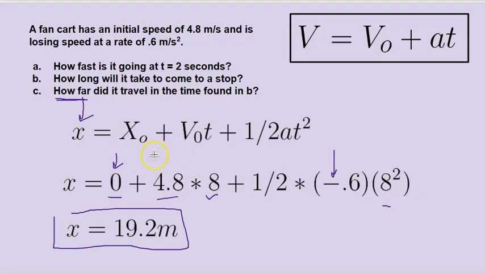And then hopefully, again, these numbers are making sense. If I didn't slow down, I would go 4.8 times 8, and it would have been 38.4 meters down the track. But it didn't maintain that speed of 4.8. Every infinitesimal time that elapsed, it was going a little bit slower, a little bit slower, a little bit slower. So that's why we're subtracting this stuff, and I only went 19.2 meters. So I'm still gaining ground, but at a decreasing rate.